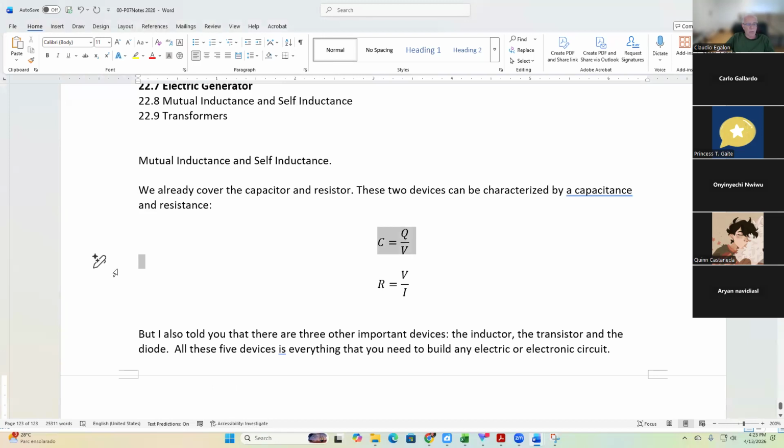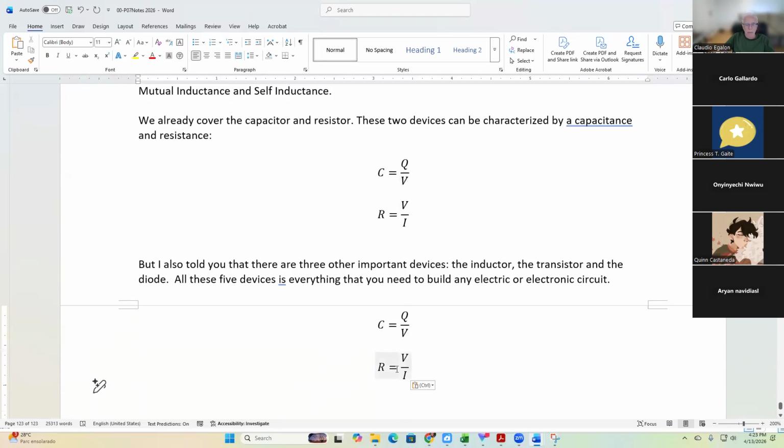I'm going to write those equations right in here. The two above equations can be written as V equal to Q over C, right? V equal to RI. We are talking about Ohm's law here. And now recall what we have for Faraday's law.